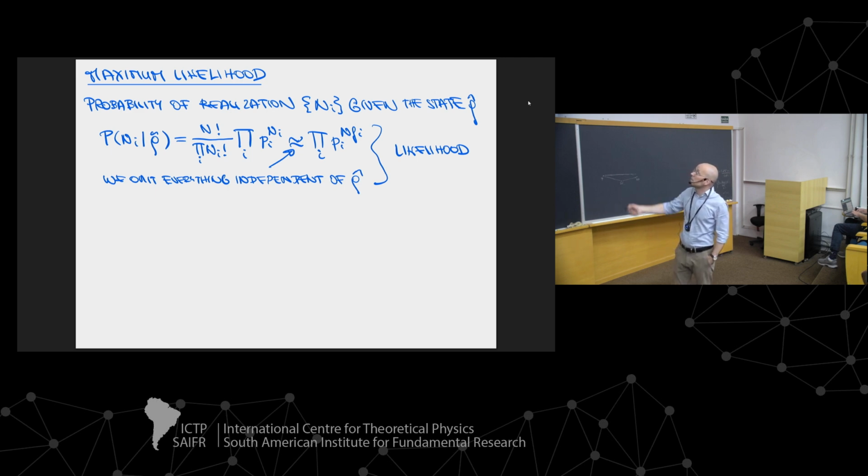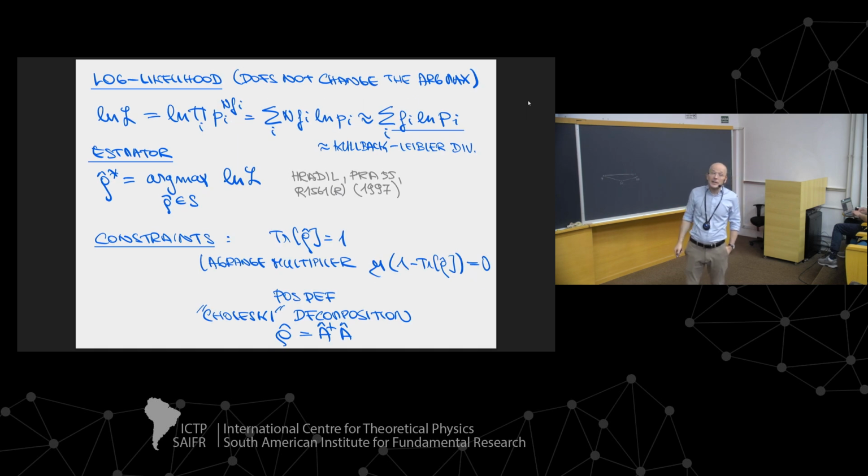So first we can omit everything that doesn't depend on the quantum state, because we are going to optimize over the quantum states. We will be searching in the space of quantum states for the maximum of this probability. So the numerical prefactor doesn't matter. Okay, we call this likelihood.